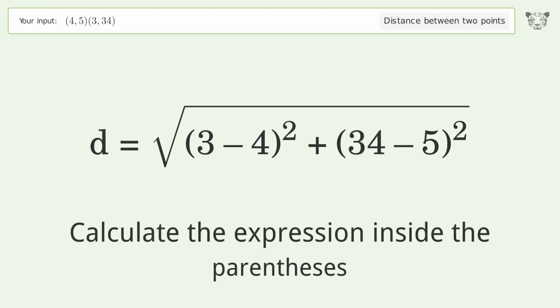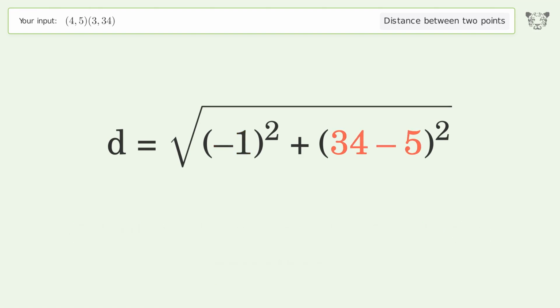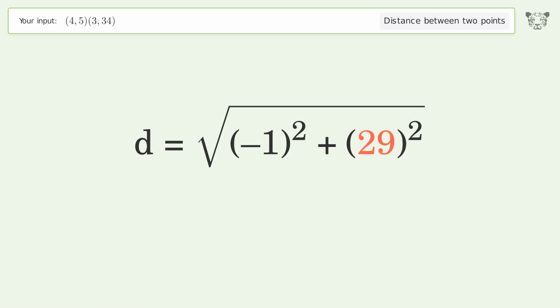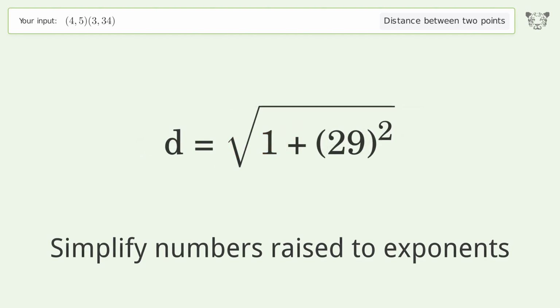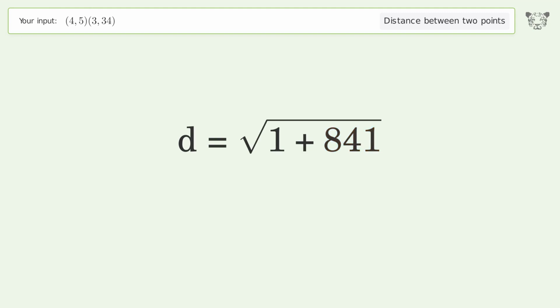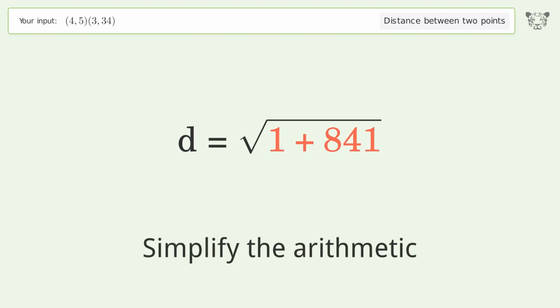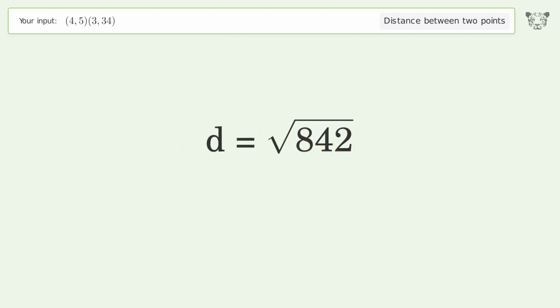Calculate the expression inside the parentheses. Simplify numbers raised to exponents. Simplify the arithmetic. And so the distance between the 2 points is the square root of 842, or 29.017.